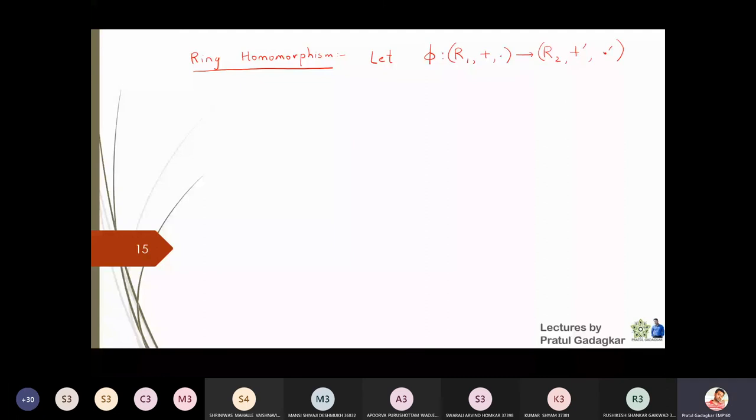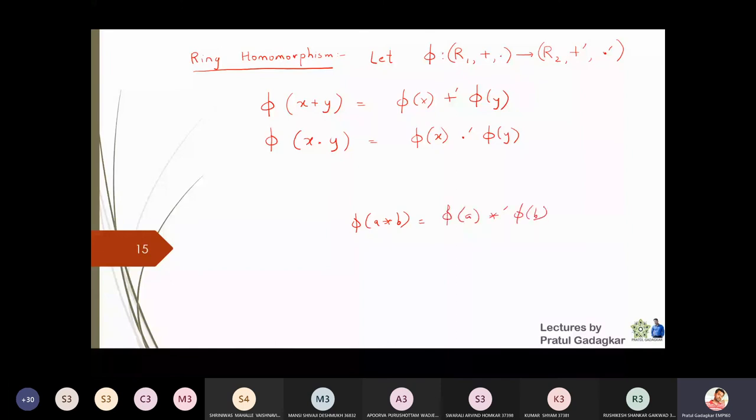The homomorphism phi will be such that phi of x plus y, this is the first operation, must be equal to phi x plus dash phi y. And it should also be a homomorphism with respect to the second operation, meaning phi of x dot y should be equal to phi x dot dash phi of y. It is the same definition that was there in group theory: phi of a star b was equal to phi a star dash phi b. The same definition is used twice, once for addition and once for multiplication. If both these things are true, then that homomorphism I will call a ring homomorphism. Is it clear? I hope the definition of ring homomorphism is now very clear to you.